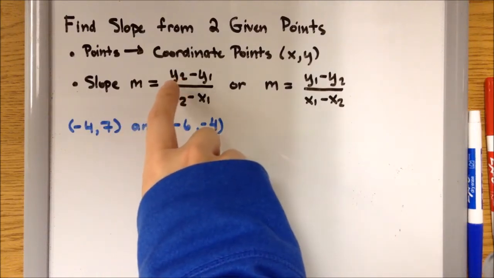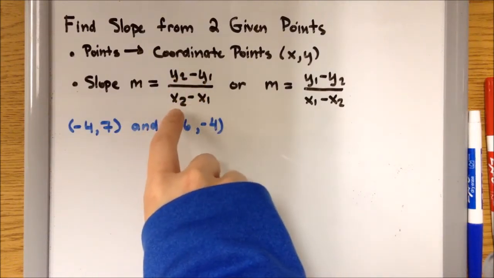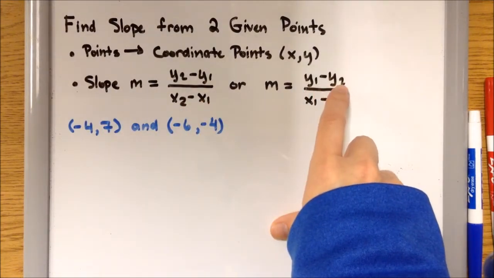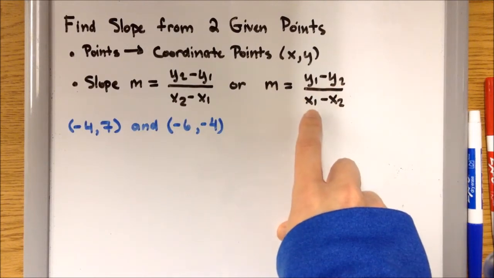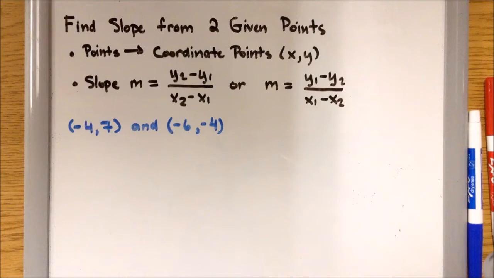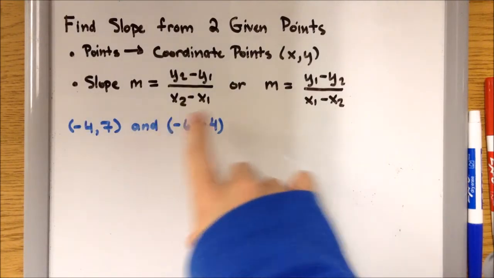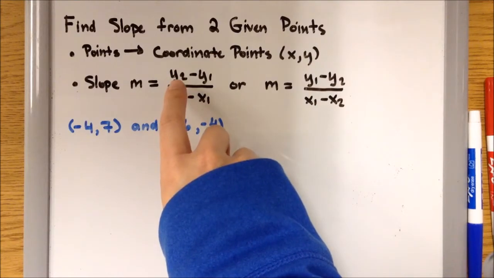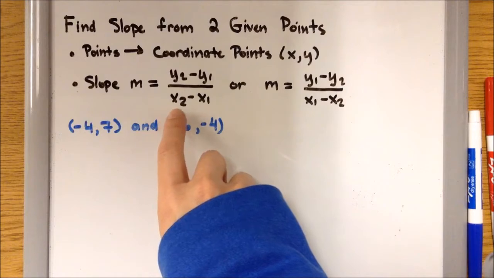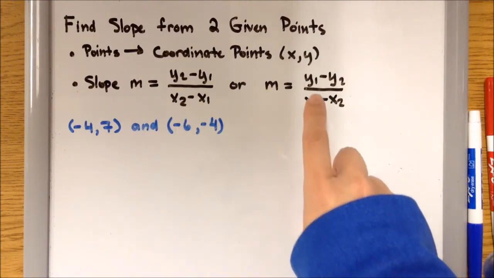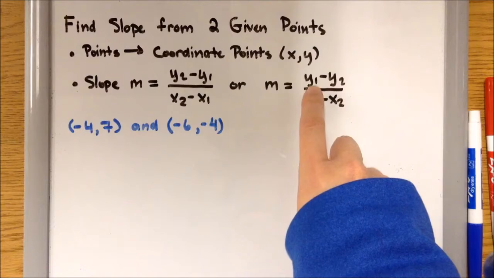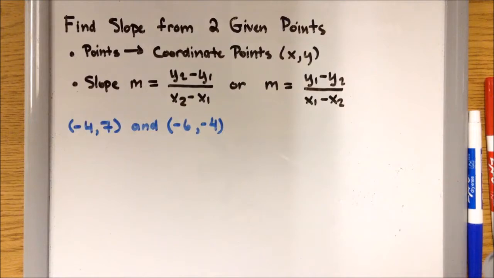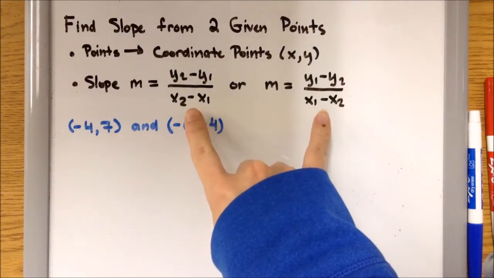M equals y2 minus y1 over x2 minus x1, or M equals y1 minus y2, and then over x1 minus x2. So you notice on both forms that here we start off with y2 on the top, so therefore you start off with x2 on the bottom. Over here, if you start off with y1 on the top, then you need to start off with x1 on the bottom. So basically it's about following a specific order.